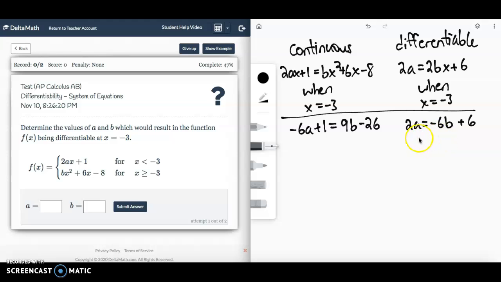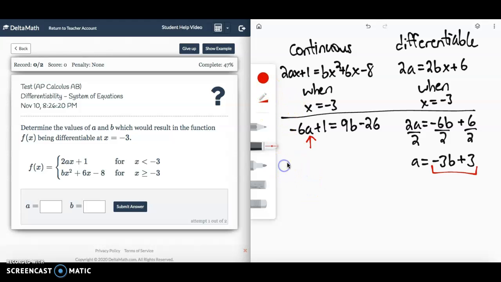I'm more partial to substitution in this scenario because I know that if I just divide everything by 2 on this side to get a by itself, I'll get negative 3b plus 3, and so then that's really easy to plug in for a over here, and then solve for your b value. So I'm going to go ahead and do that.